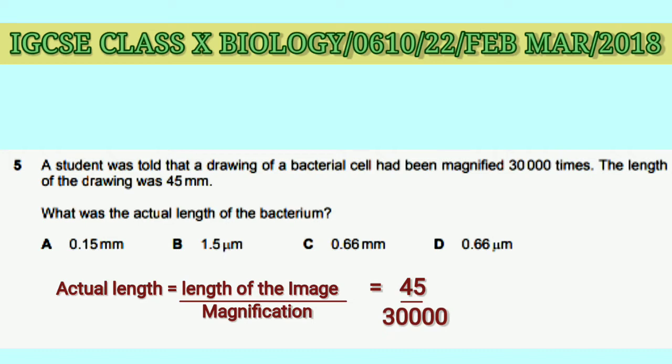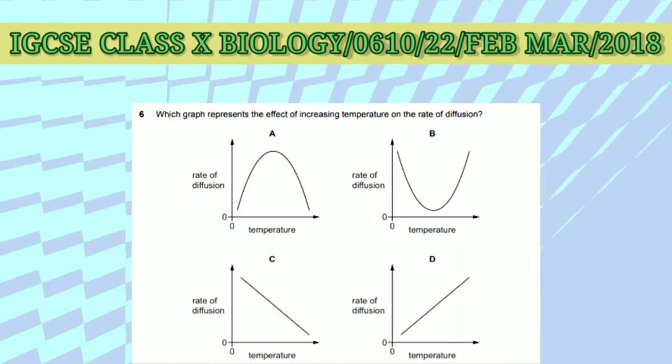This on calculation gives us value 0.0015, which is equal to 1.5 micrometer. So correct answer is option B. 1.5 micrometer is the actual length of bacterium.